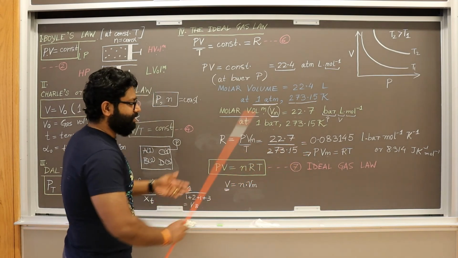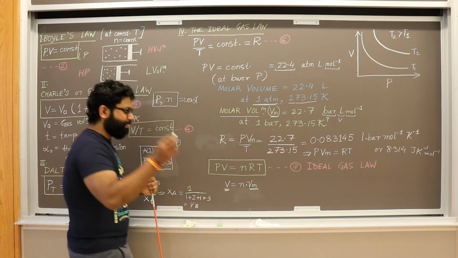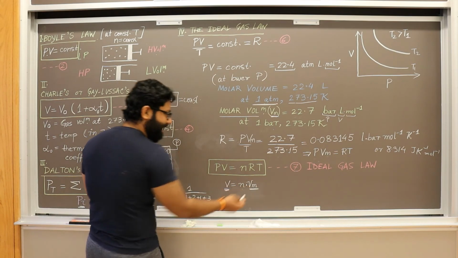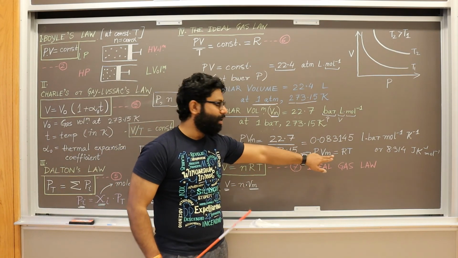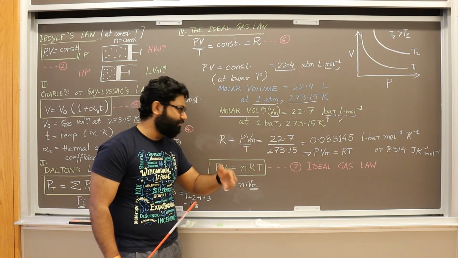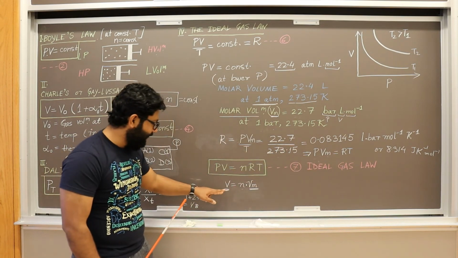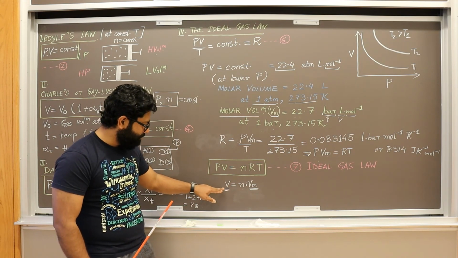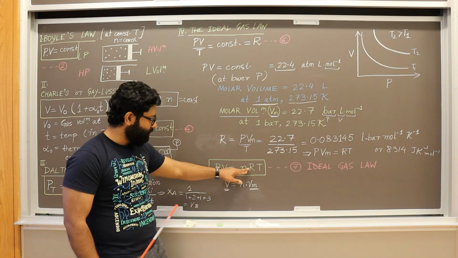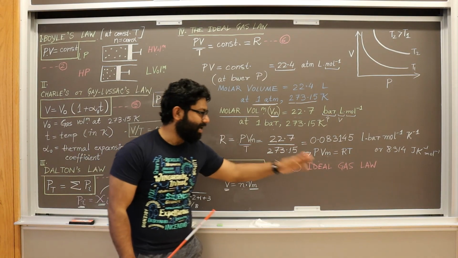Now, let's include the number of moles in here. If the volume of 1 mole is Vm, the volume of n moles will be n times Vm. So this was true for 1 mole of a gas. If we now have a system of n moles, in place of Vm, you write V by n, V divided by n. So the n is in the denominator in here, this n goes to the right side and becomes PV equals nRT, right? And this is the ideal gas law.